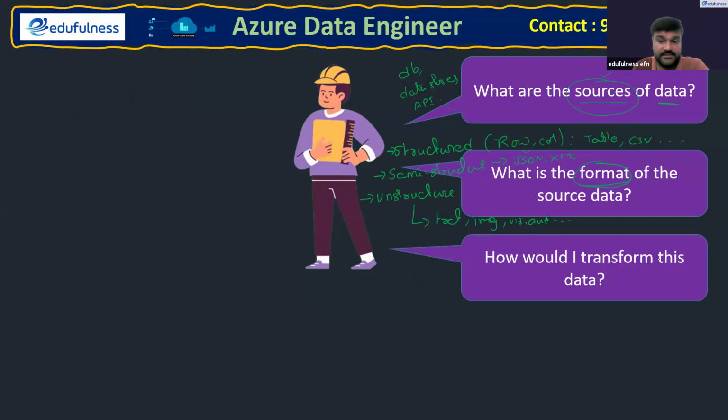And then, how would I transform this data? That is what you need to understand from the requirement. Based on the volume of data they have for migration or processing, you are going to decide the technologies. That is what you will decide in the next slide.